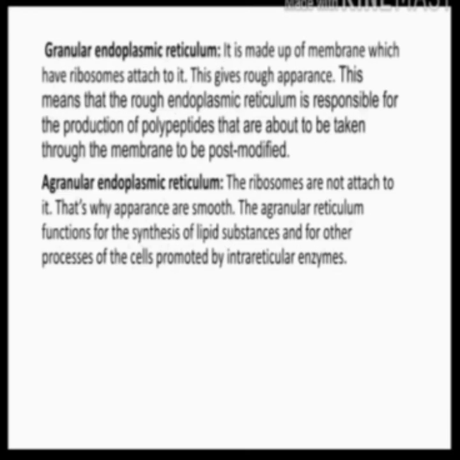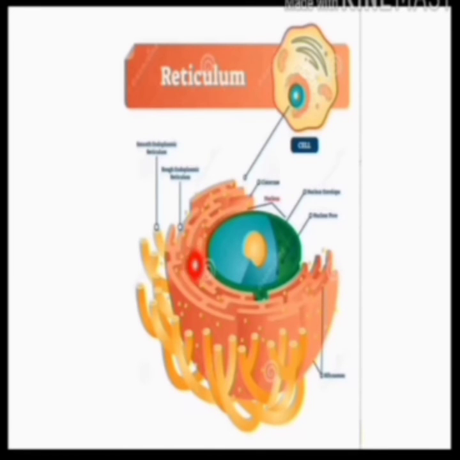The space present here is filled with a matrix. A matrix is a fluid whose composition is different from the cytosol. It is a fluid, and its composition is different from cytoplasm, and that matrix contains different enzymes that take part in the metabolism of the cell.